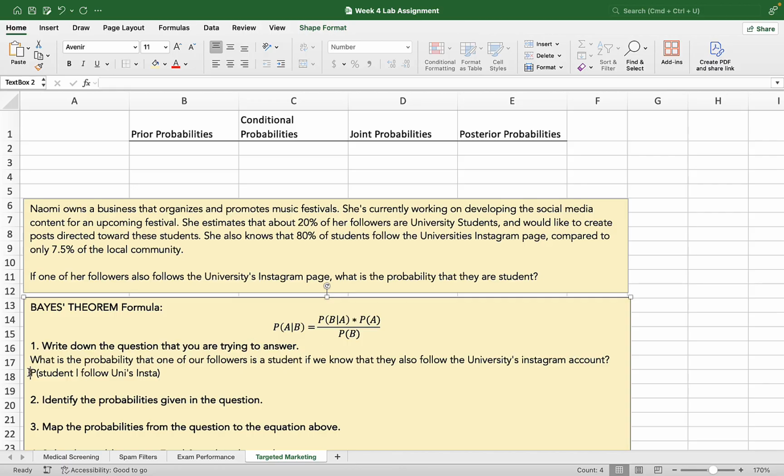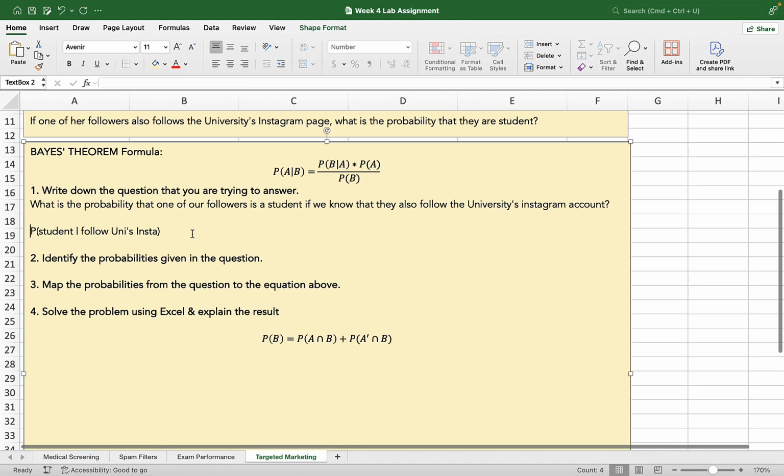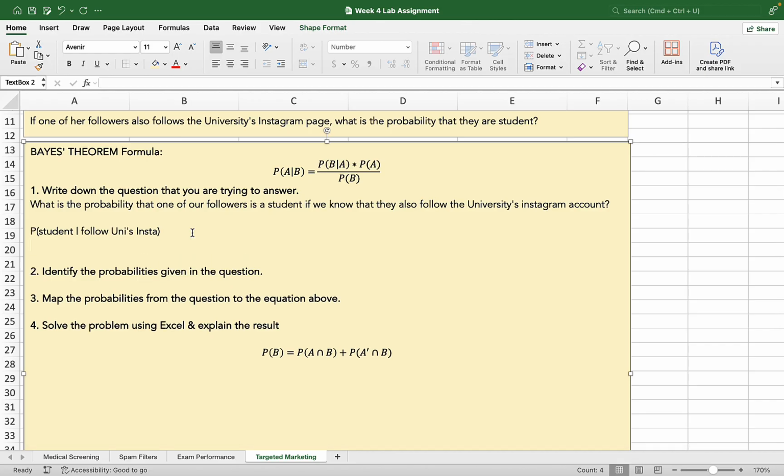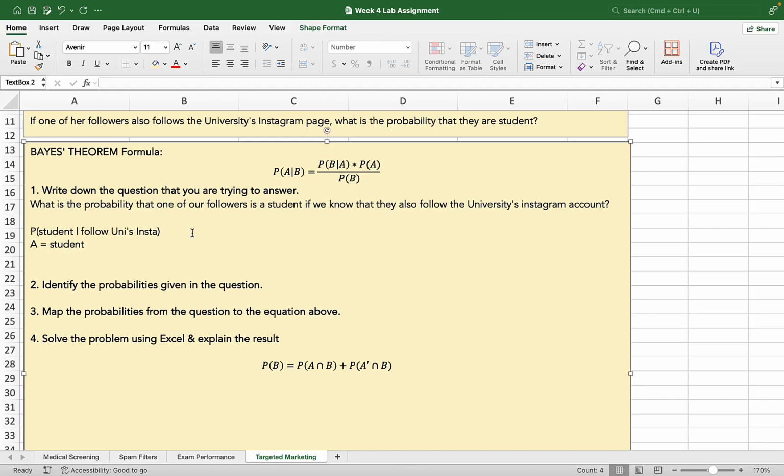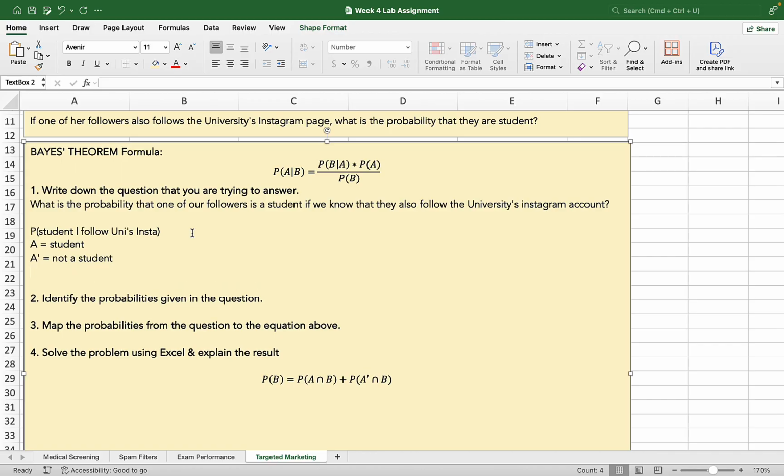Let's get a little bit more specific, right? In here, we can see that A is that the person is a student, and we don't necessarily need an A prime, but A prime is basically that the person is not a student, because someone either will or will not be a student. You're one or the other. Those two things are complements. And B in this case is going to be following the university's Instagram account.